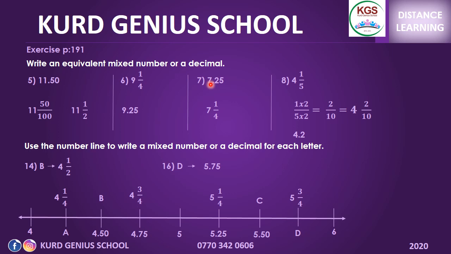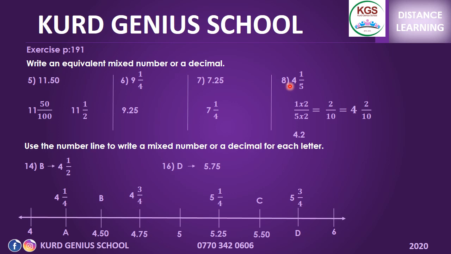Number 7, we have 7 and 25/100ths, the same. So write 7 in the whole number part, since we have 25 in the fractional part of the decimal, so the fractional part of the mixed number is a quarter, 7.25.